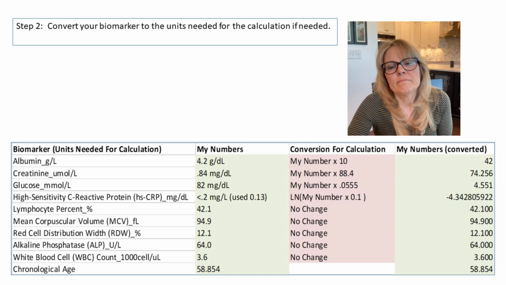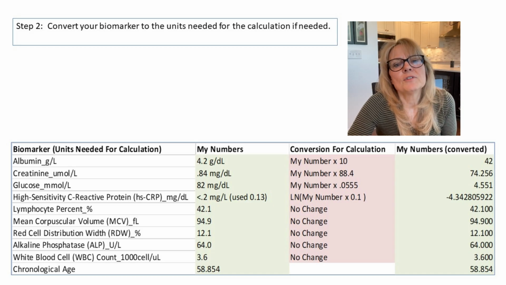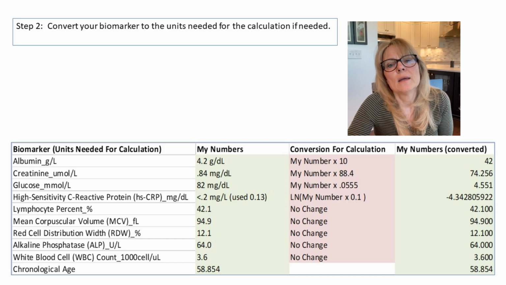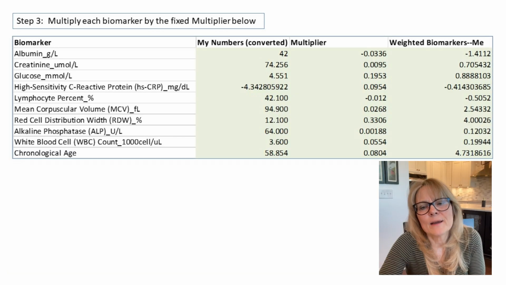The only tricky-ish part of this is that you have to take your high sensitivity C-reactive protein, your HSCRP, and the model wants it in milligrams per deciliter, but it also wants you to take the natural log of that number. The natural log button is on your calculator, and if you can't find that, it's in the spreadsheet, which will calculate that for you. And step 3 is to just multiply all your biomarkers by the fixed multiplier in the table.